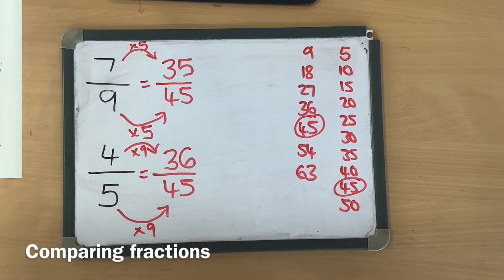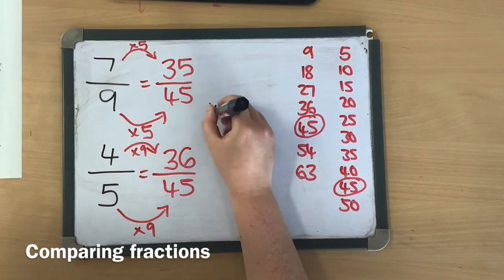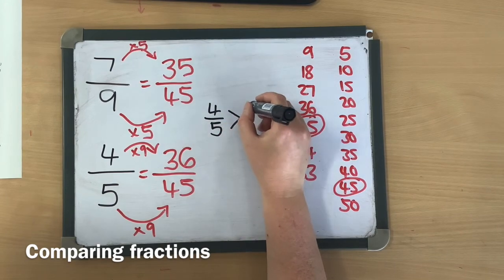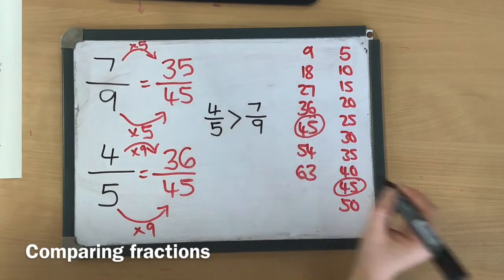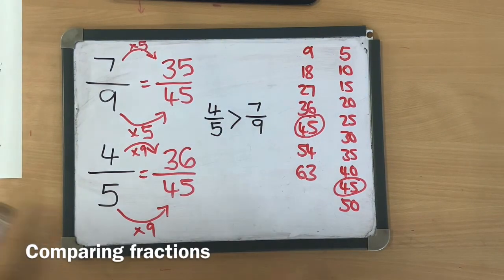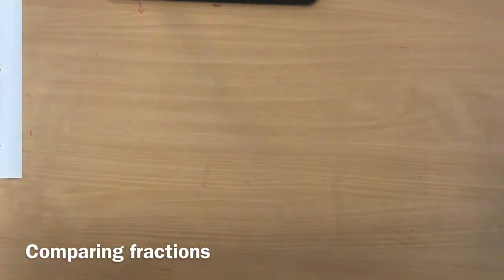So, which is bigger, which is smaller? I can now say that 4/5 is greater than 7/9, because 36 is bigger than 35. Excellent. Right, now it's your turn to have a go at home.